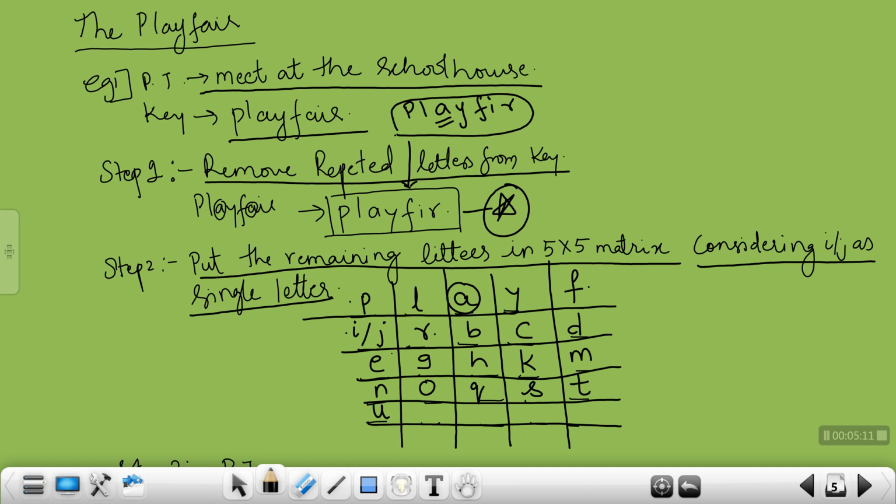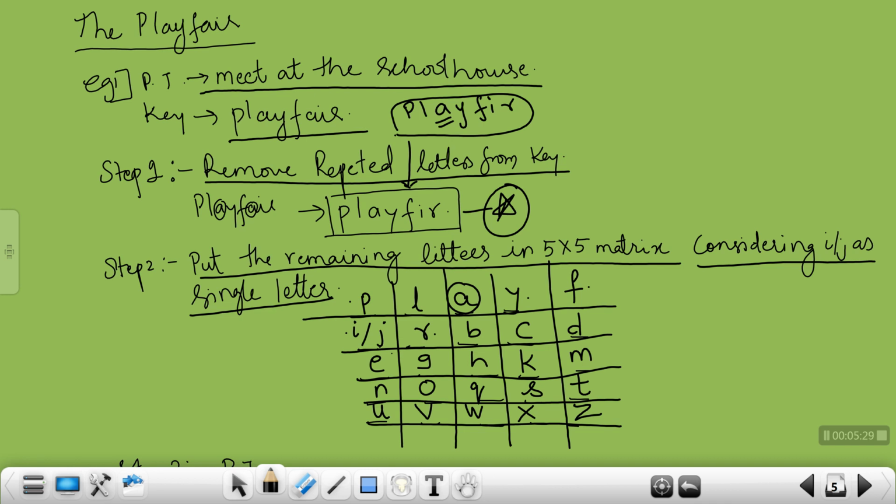Then what is there? Then you have U, V. W is there? No, W is not written over there, so W is a single letter. X is there? No, X is not present anywhere. Y is present over here, so we will not enter Y. Z. So your step number 2 is nothing but initially you have to enter the key which is given to you.